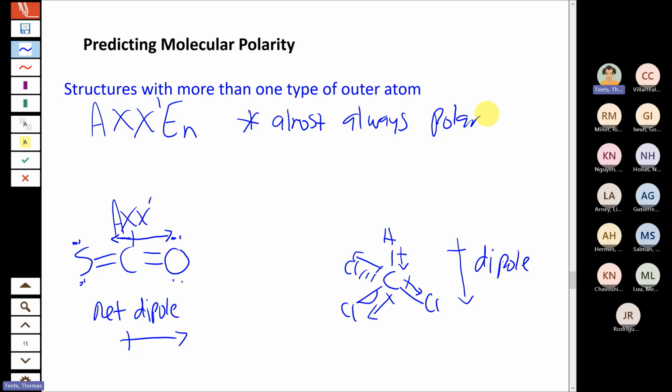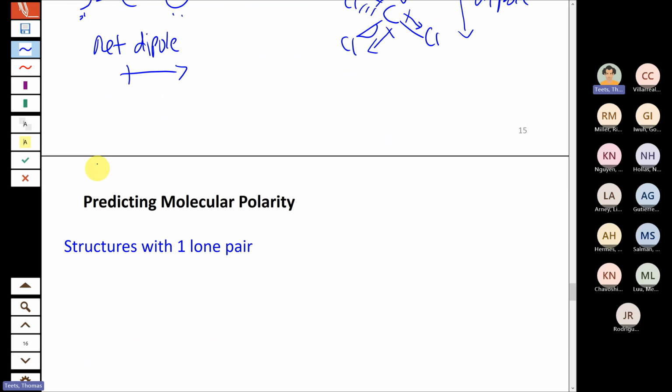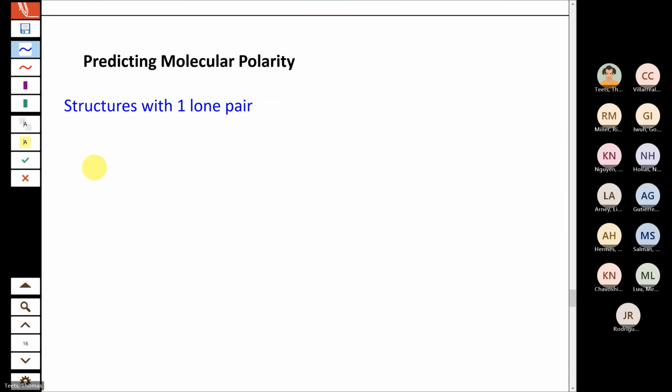H2, N2, O2, they're always nonpolar. And if you have more than one type of outer atom, typically those are polar. So you can usually quickly identify at least some of them. For the rest, you may have to go through a little bit more in-depth analysis. If we think about the other possibilities within VSEPR, there are some patterns that emerge.